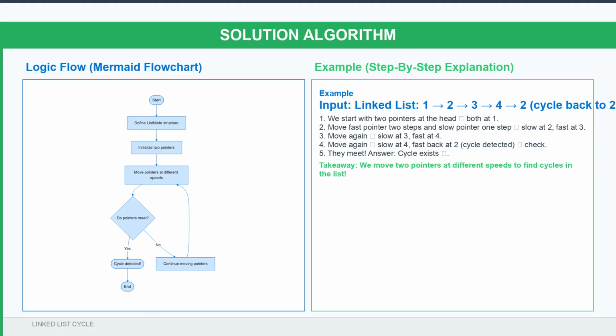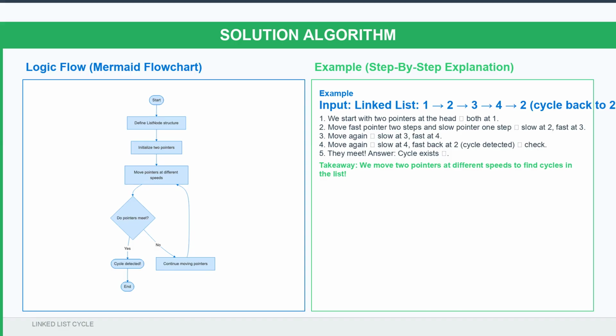First, we need to define a list node structure, which represents each node in our linked list. Each node contains a value and a reference to the next node. Next, we initialize 2 pointers, slow and fast, both starting at the head of the list. The slow pointer moves 1 step at a time, while the fast pointer moves 2 steps. This way, if there's a cycle, they will eventually meet.